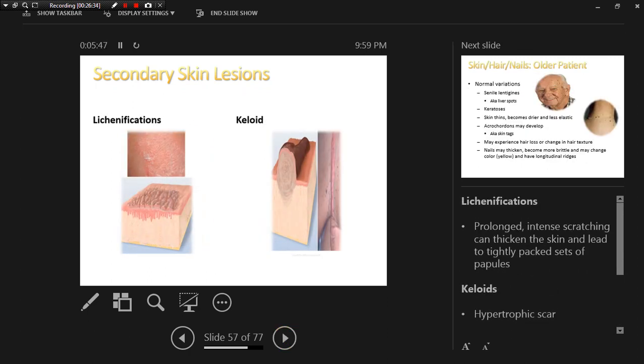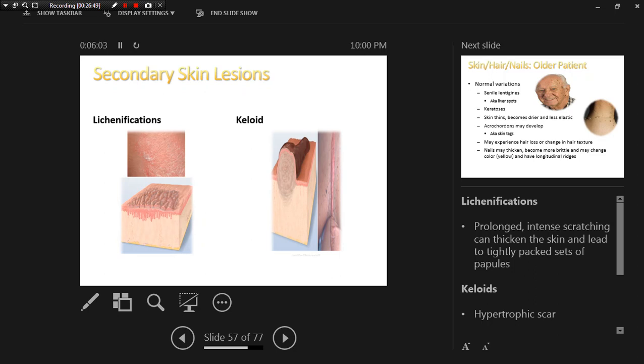The lichenifications, we usually see these when patients who have had eczema or maybe an allergic reaction and they've scratched to the point that they've caused their skin to become very thickened and tight. And it actually takes on this kind of moss appearance.